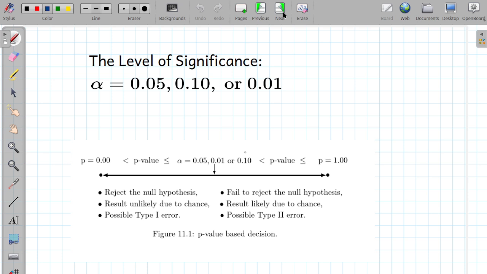Now, alpha, this Greek letter here, is the symbol for this. If you are not told what to set alpha to, the default is 5%, which is 19 times out of 20.